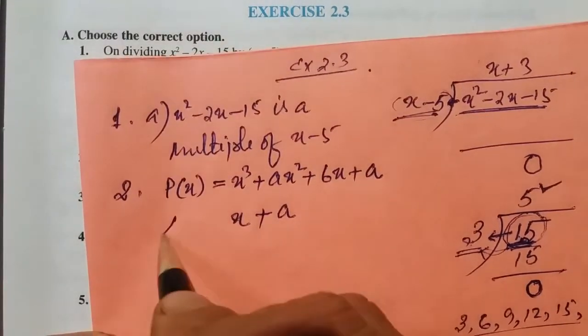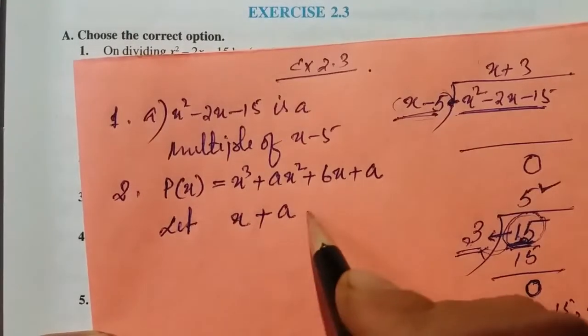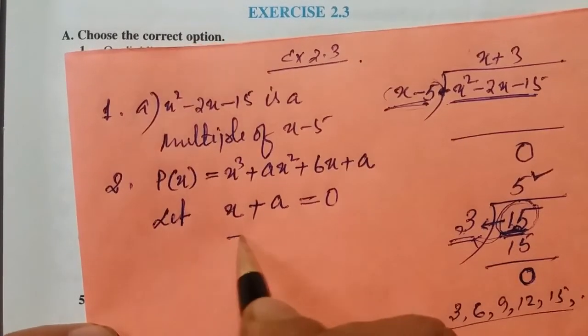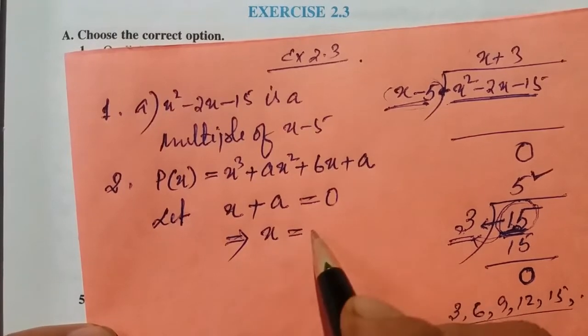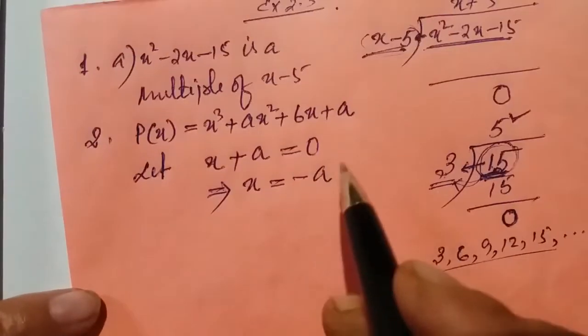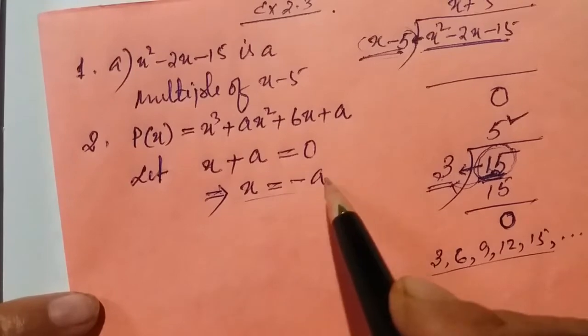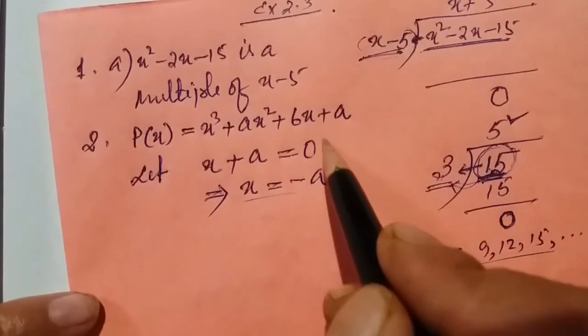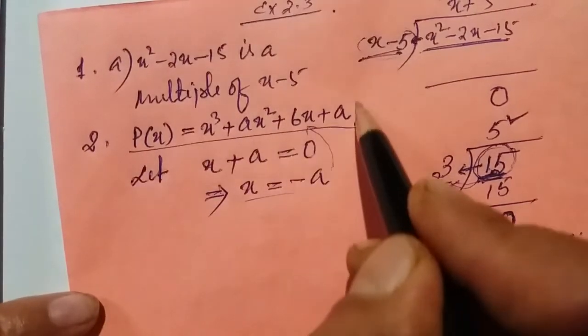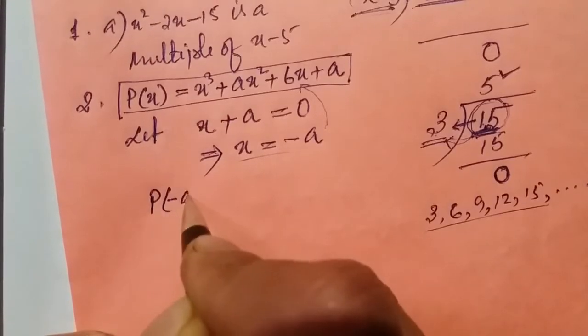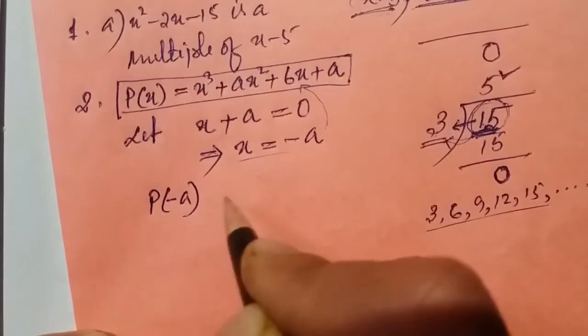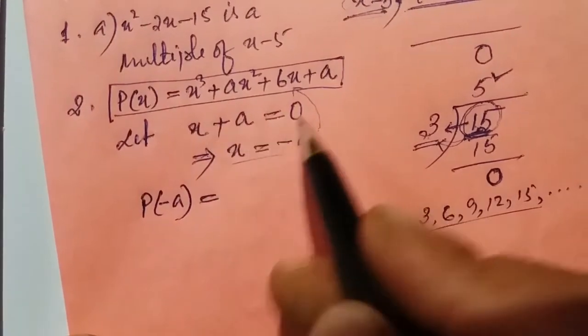So let's write here, let this equal to 0. Then here x is equal to, you transpose to the right hand side, plus become minus here. Now we will substitute the value of x equal to minus a in this given polynomial here. So let's substitute p minus a. Now this is what we call remainder. Now let's find out the remainder here.